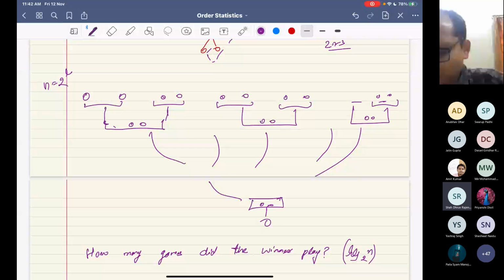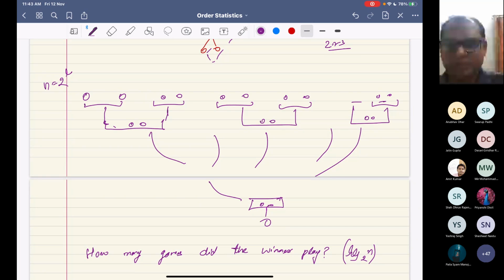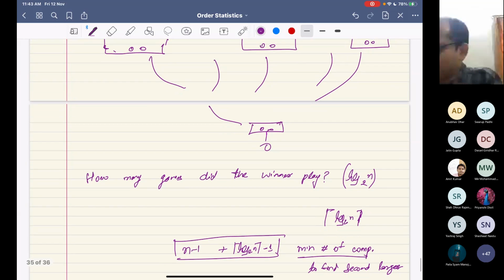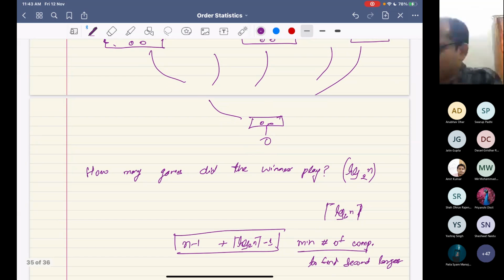No. See, remember again last time somebody said it's a knockout. N by 2 plus N by 4. Yes, there cannot be more than n-1 matches. Every time one team knocks out. So there are exactly n-1 matches in this way also. And then again, you're saying log n people are losing to the winner. So you do a comparison between them. So that will be plus log n minus 1. That's all.